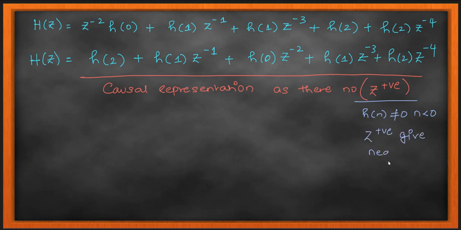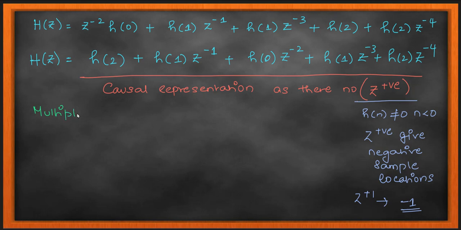It's the same thing as past, present and future. Your system depends only on the past and present and not on future events. In mathematical form for FIR, h of n not equal to 0 for n less than 0 is a non-causal expression, and h of n equal to 0 for n less than 0 is your causal representation.